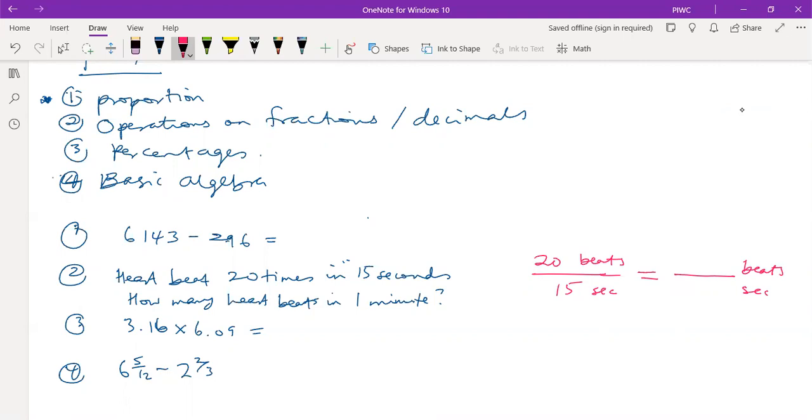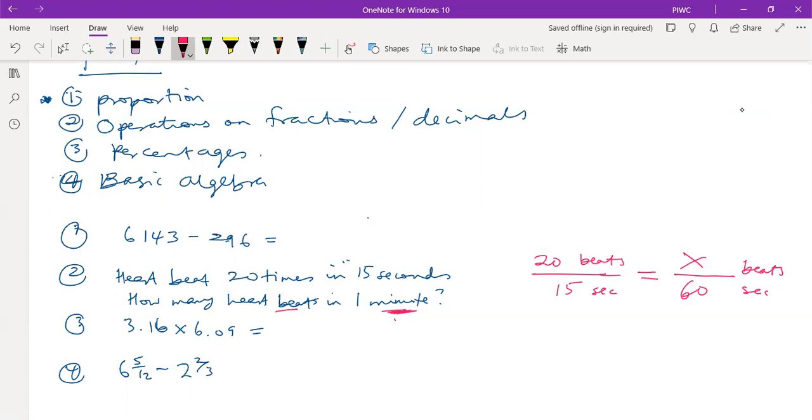Okay. If you do that, you never go wrong. What do I want? I don't know the number of beats. So I can use a variable X, unknown, for this. All right. And then, since this is 1 minute, I need to change to seconds. So that means that 1 minute has 60 seconds. So this will be 60. Okay, so that's a proportion if you're using the proportional approach.